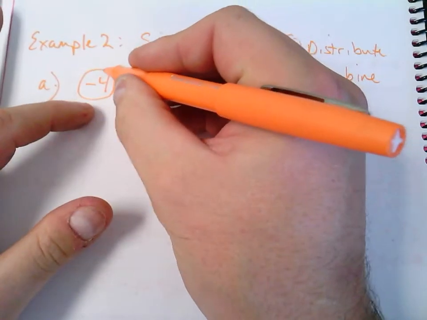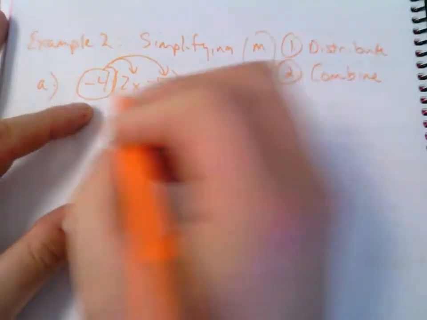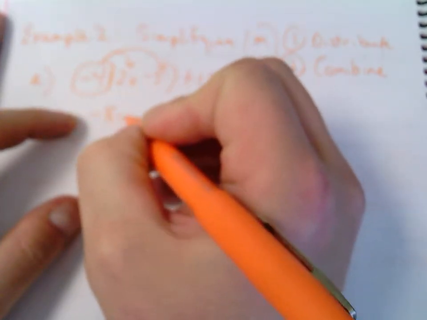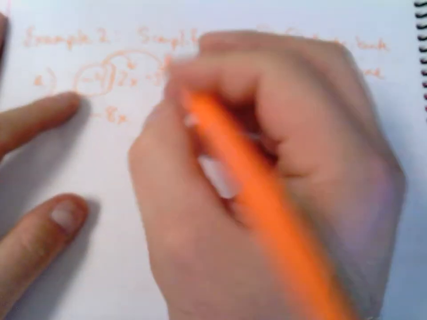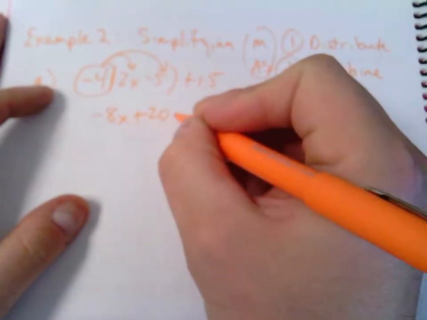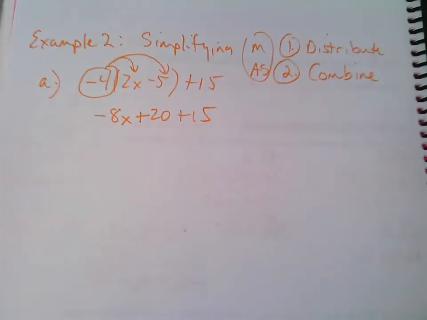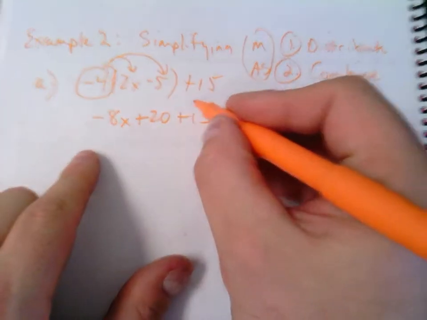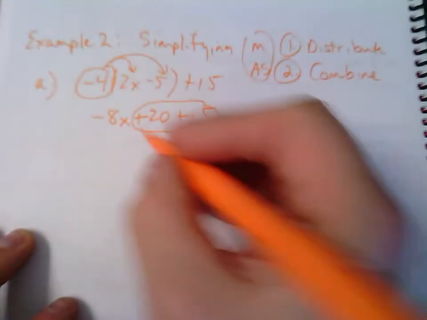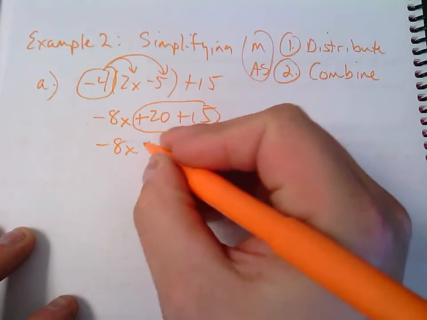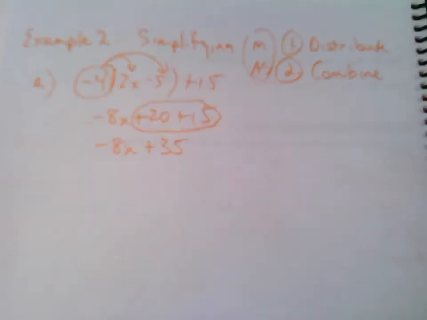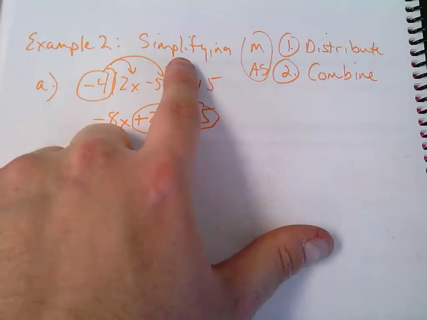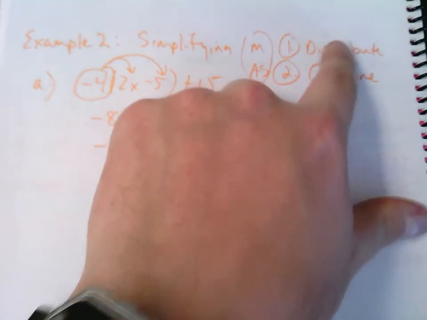We're going to distribute the negative 4. Remember what happens when we distribute a negative. So we have a negative times a positive, negative 8x. And then negative times a negative is a positive 20 plus 15. Okay? So once you distribute, then you put together what you can put together. Well, there's no other x's, so the only thing I can put together are the numbers. So I get negative 8x plus 35. Remember, simplifying is distribute, then combine. And we have to distribute before we combine.